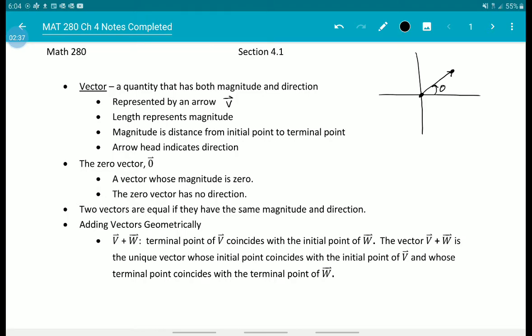We say 2 vectors are equal if they have the same magnitude and the same direction. So we can pick vectors up and we can move them anywhere on the xy plane, but as long as they have the same magnitude and direction, then we say that they are going to be equal to each other. So those 2 vectors have the same magnitude and direction. So they are equivalent vectors. They're vectors that are equal. Now, if a vector starts at the origin, it's called a position vector.